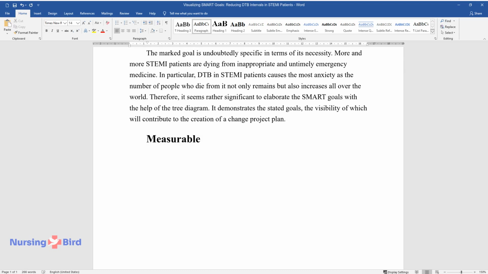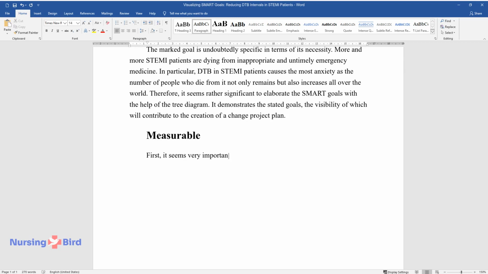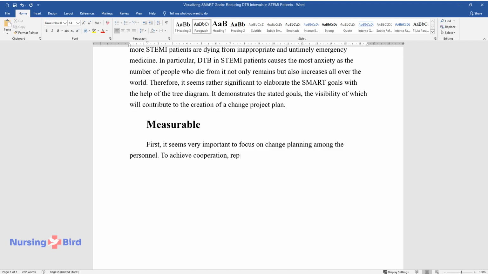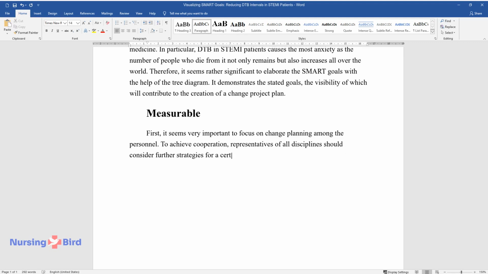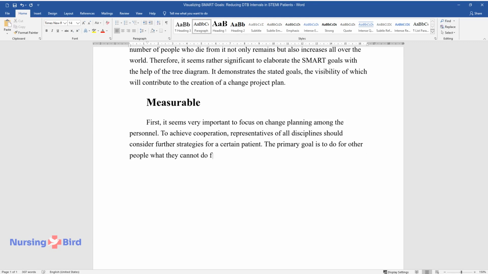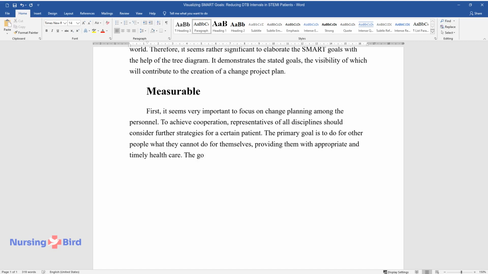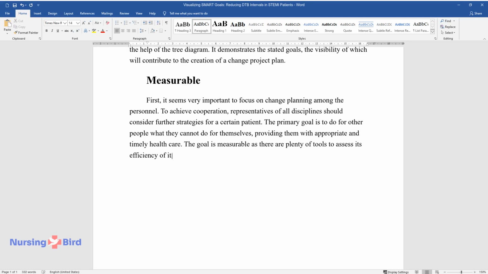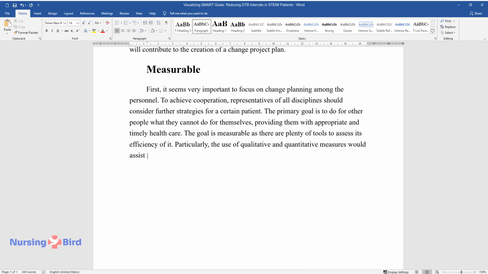Measurable. First, it seems very important to focus on change planning among the personnel. To achieve cooperation, representatives of all disciplines should consider further strategies for a certain patient. The primary goal is to do for other people what they cannot do for themselves, providing them with appropriate and timely health care. The goal is measurable as there are plenty of tools to assess its efficiency. Particularly, the use of qualitative and quantitative measures would assist in evaluating the effectiveness of conducted measures.